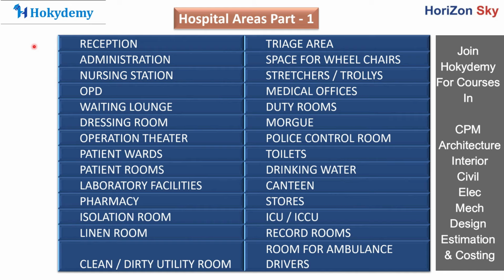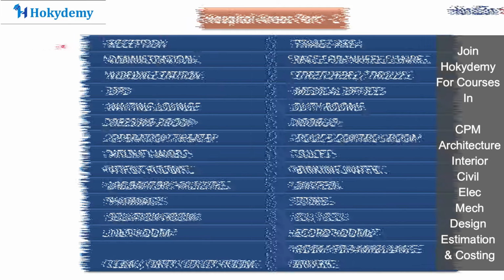Next, we have the room for ambulance drivers. Now, ambulance drivers are always expected to act immediately because their main job is to act under pressure. So a dedicated room for the ambulance driver is also given separately, so that they are always ready to move out upon one call. This was the first part. There are still some areas remaining, which we'll see in the next slide.